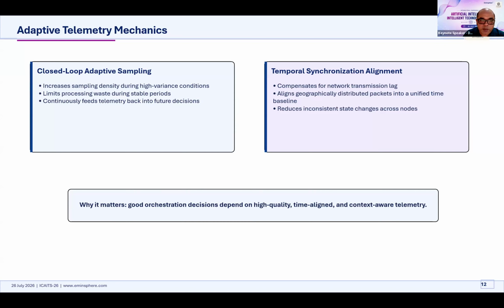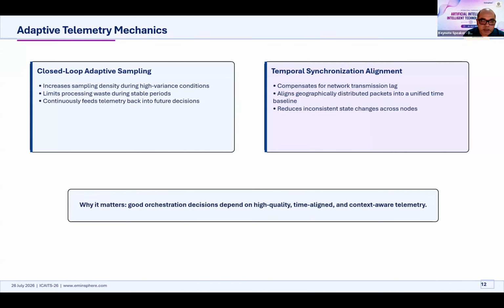The second concept is temporal synchronization. Distributed nodes do not always report events at exactly the same time. Network latency and geographic distance can create timing differences. If those events are interpreted without considering the timing alignment, the controller may create an incorrect picture of the system state. So the framework aligns the telemetry into a common temporal context before using it for distributed decision making. The principle is simple. Better decisions require better context, and better context requires both accurate and time-aligned telemetry.